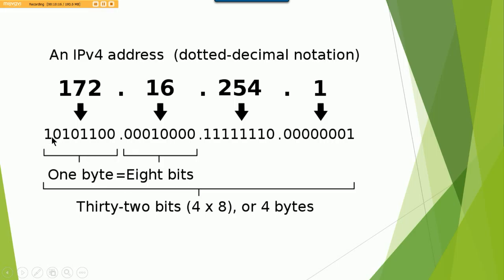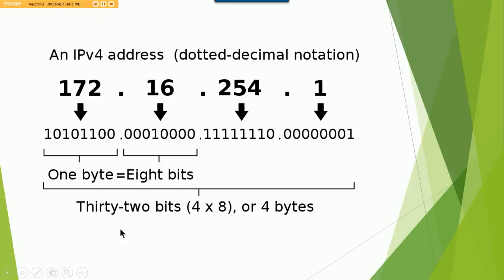Now, 1 byte equals 8 bits. So this is a byte. The first 8 bits is a byte. These next 8 bits are a byte, and these are a byte, and these are a byte. So an IP address is 4 bytes long. Bytes is something we might be familiar with because I'm sure we all heard of kilobytes and megabytes. But this is what a byte is. A byte is 8 bits.